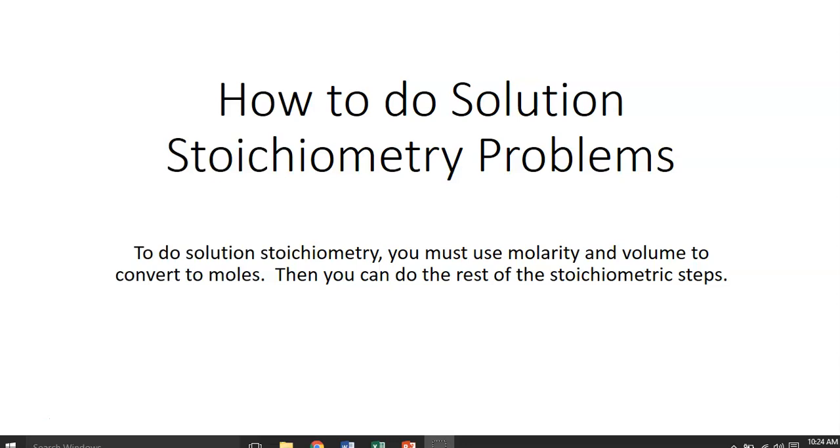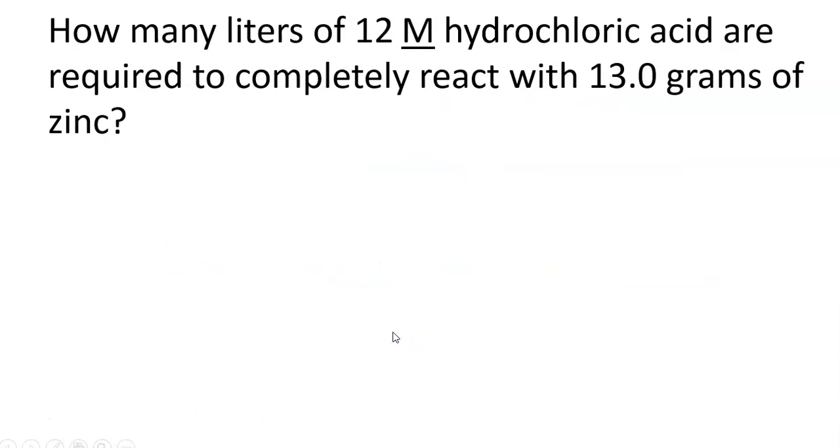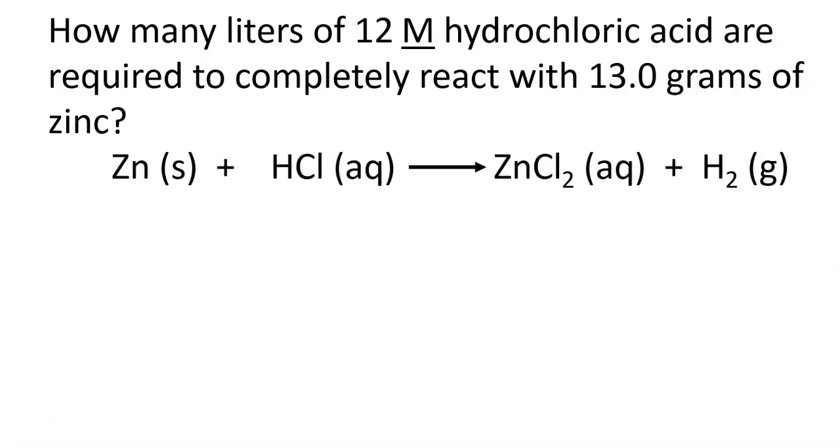So here we go. The first problem that we have to look at is: how many liters of 12 molar hydrochloric acid are required to completely react with 13 grams of zinc? So the first thing we would need is a balanced chemical equation. So here's that, except it's not balanced. Zinc reacts with hydrochloric acid and it makes zinc chloride and hydrogen gas.